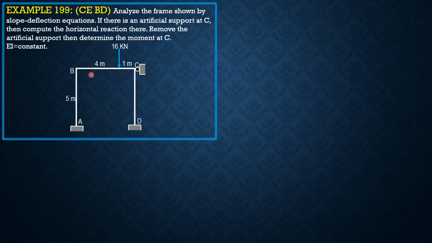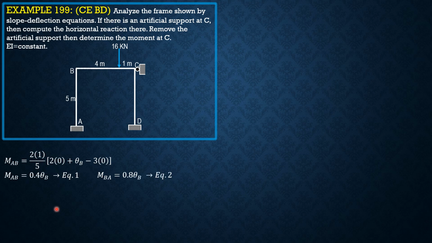So MAB equals 2EI, 2 times 1, assume EI equals 1 over L, 5, quantity 2 theta A, 2 times 0 plus theta B minus 3 times 0 because there's no side sway. So MAB therefore is equal to 0.4 theta B, equation 1. Likewise, MBA, so it is theta B that is doubled, so we double this, so MBA is equal to 0.8 theta B, equation 2.